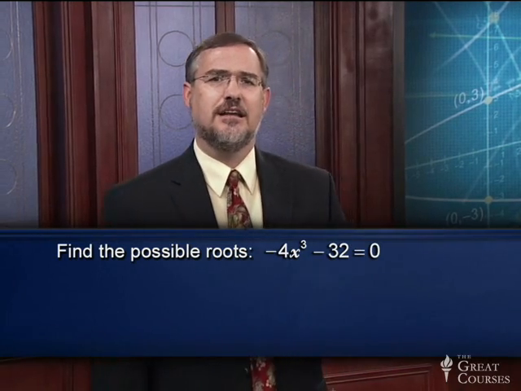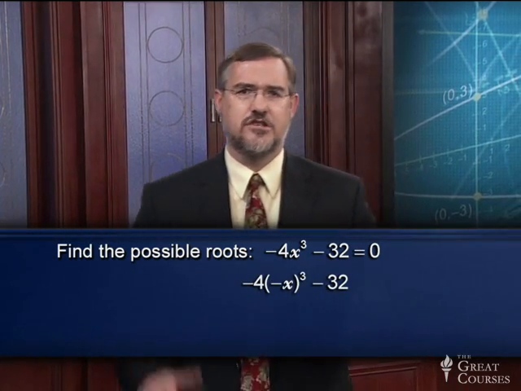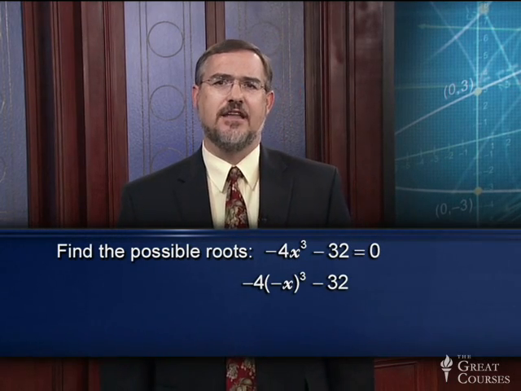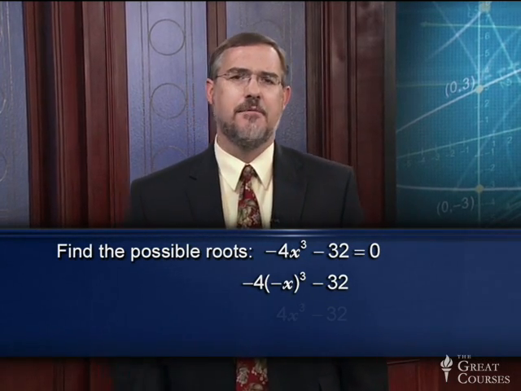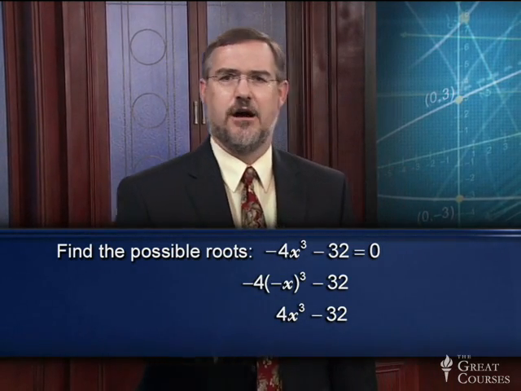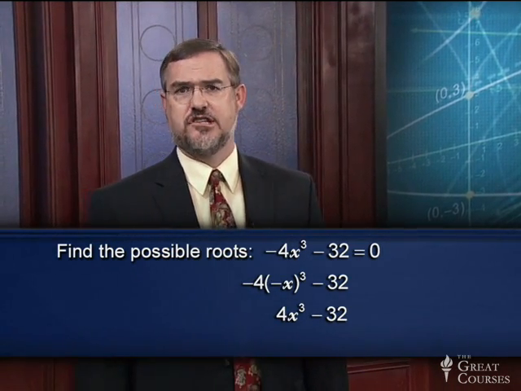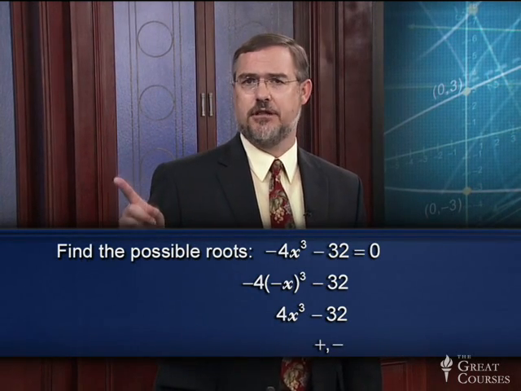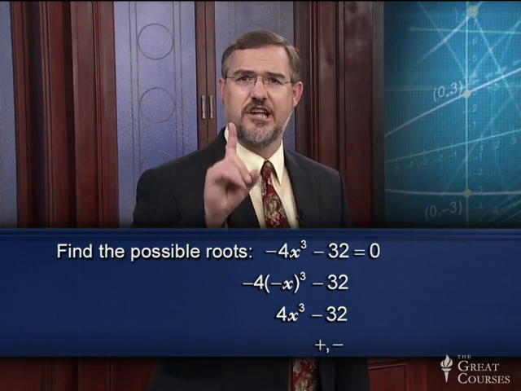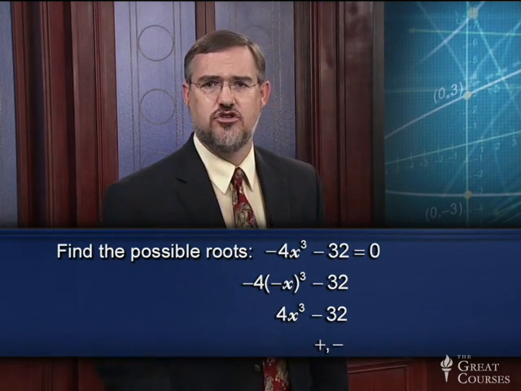Well, when you plug negative x in, you're going to have negative 4 times negative x cubed minus 32. And that first term is going to actually become positive 4x cubed, and then you'll have minus 32 after it. Now look at the signs. You have a plus for the plus 4, and then a minus for the negative 32. And that means you have exactly 1 sign change here.